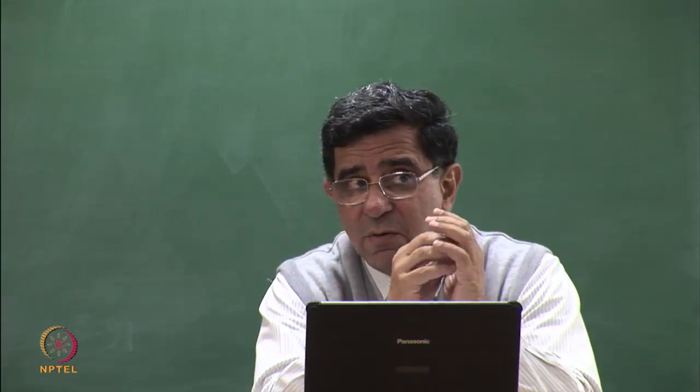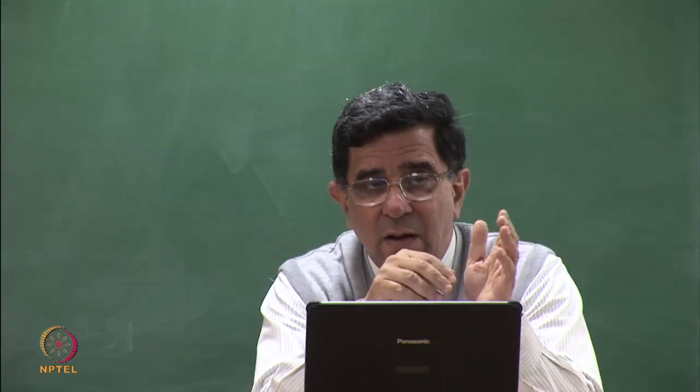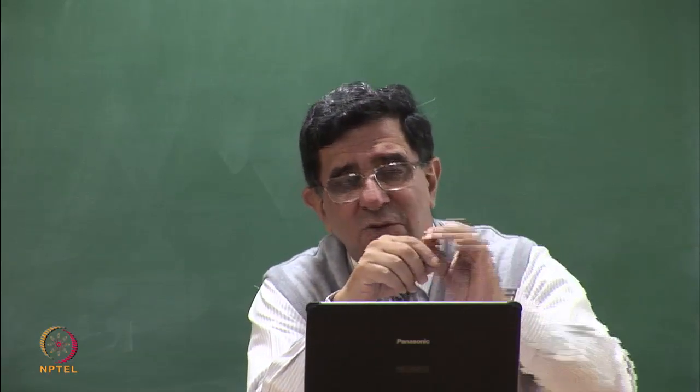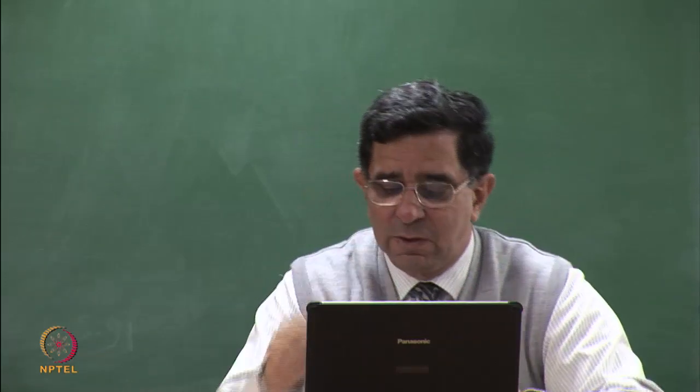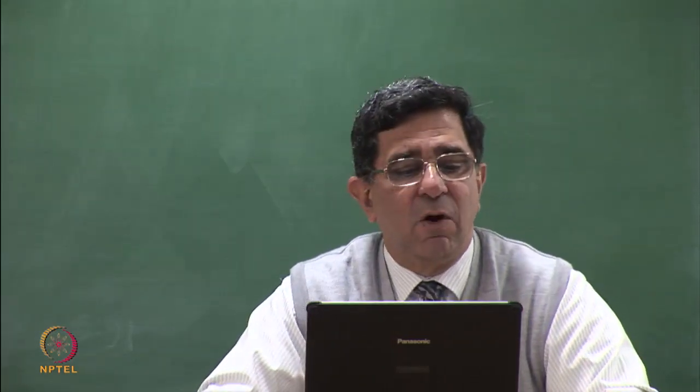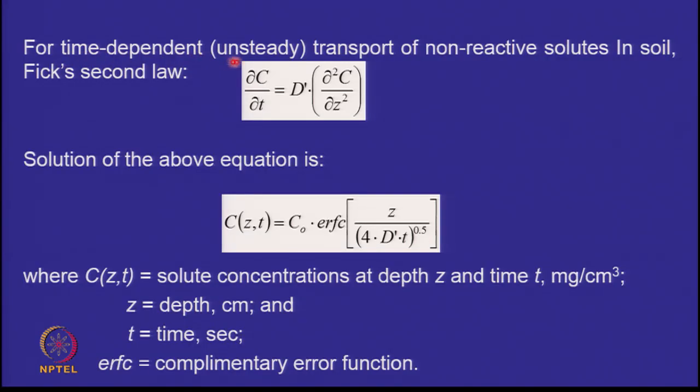So here we are going to use Fick's second law. The first law was for steady state condition, delta C by L is a constant, so that is simple to do. So Fick's second law takes this form. For time dependent unsteady transport of non-reactive solutes in soil by diffusion, Fick's second law says del C by del t is D dash del 2 C by del z square.